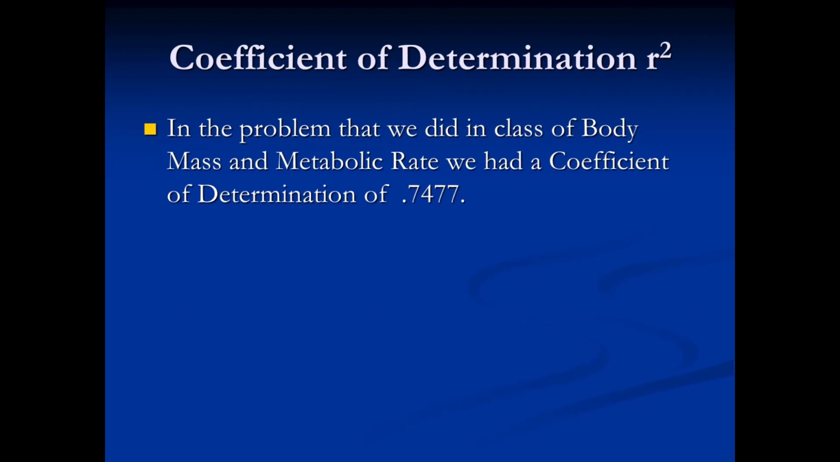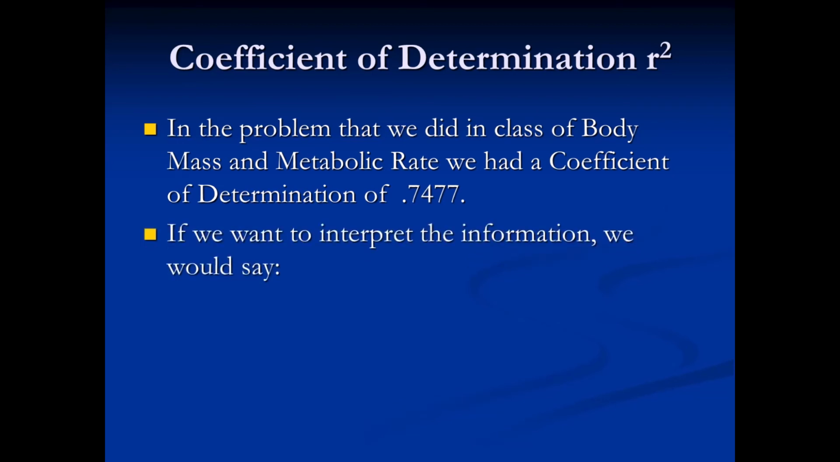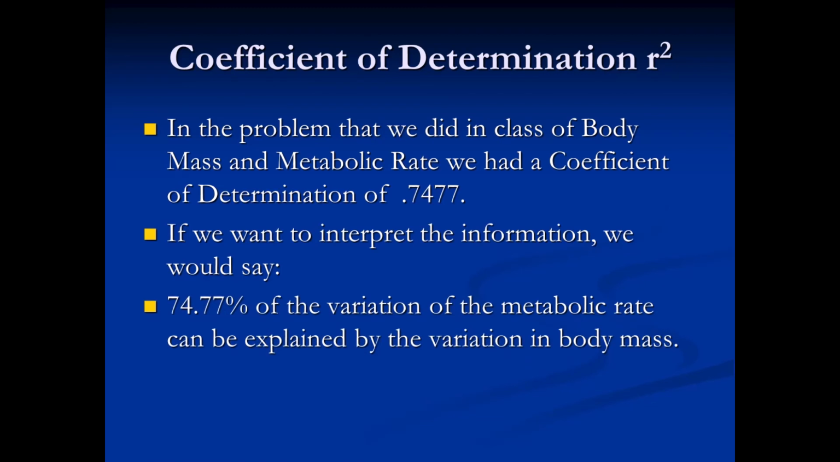So for the problem that we just did, if you go back and look at your summary numbers on page 8, you'll see an r squared of 0.7477. All right? If you're asked to interpret that, you would say 74.77% of the variation of the metabolic rate can be explained by the variation in body mass, or 74.77% of the variation of the behavior of the metabolic rate, remember that's your y, can be explained by the variation or by the behavior in body mass.